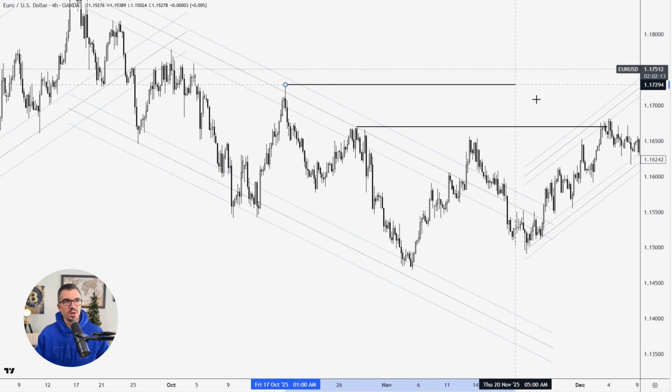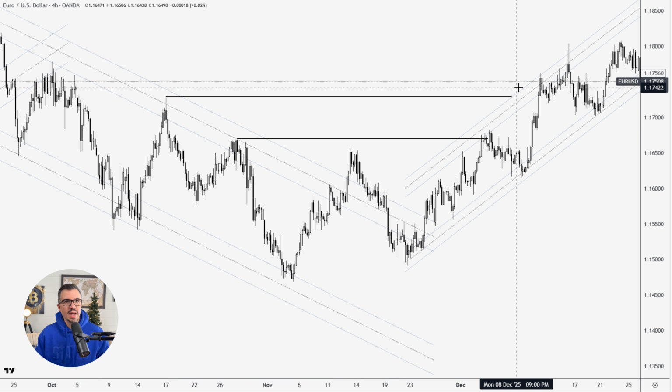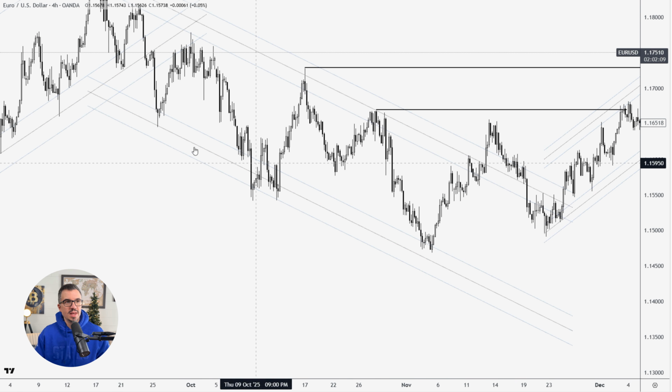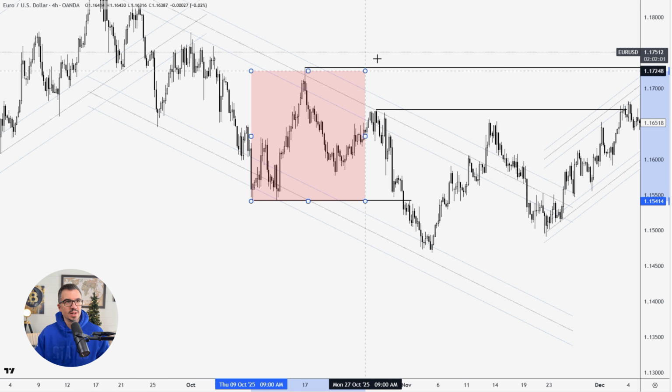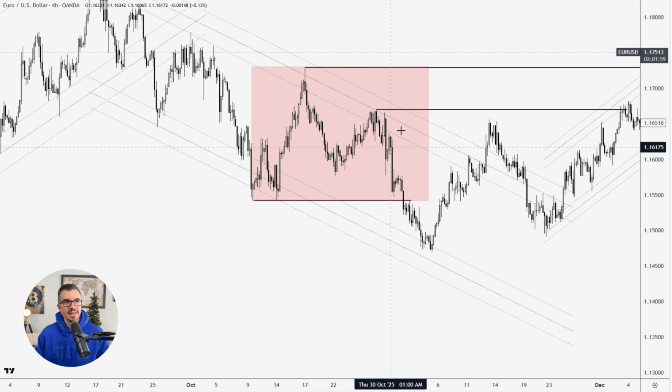Now, why are these internal and external? This video is not about that, but simply put, you can see that right back here, this was our low. Okay, so this was our break of structure to the downside. If you just draw out a box here and label this as the low to the high, everything inside of here is internal. So this right here was an internal low. This was an internal high.